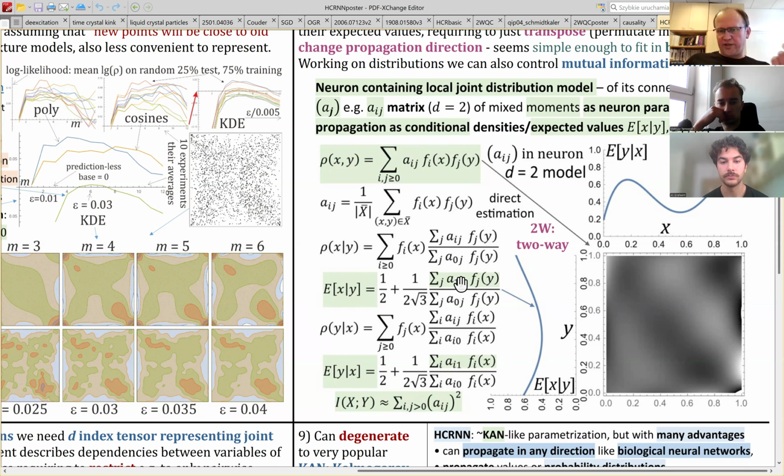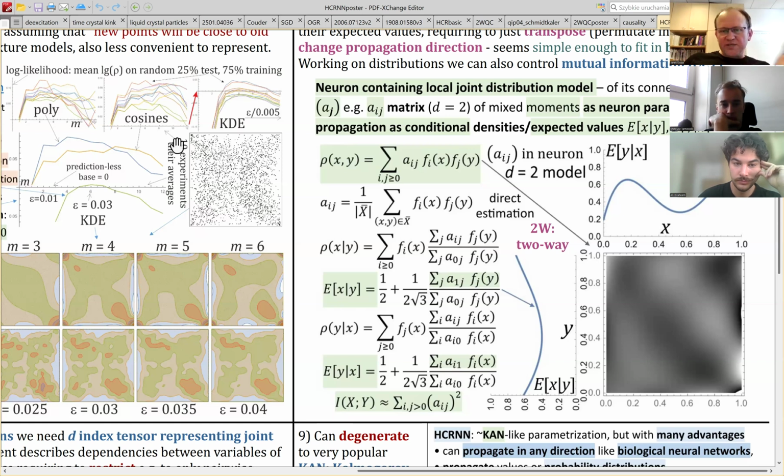And we can also switch the direction. Just substitute x instead of y, and we get a very similar formula. The green one is the most important. The rest can be seen as normalization. So you can see that we have one matrix, and we just have to multiply it, transpose it, generally permute indexes, and we get the propagation in the other direction. So we just need a matrix, and we can very easily change propagation direction. We have also evaluation of mutual information, as mentioned further.